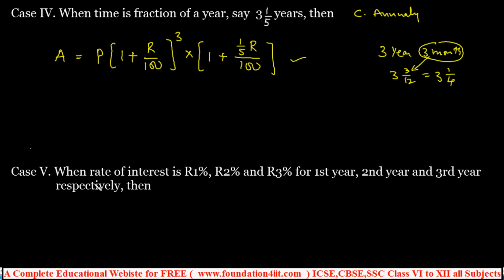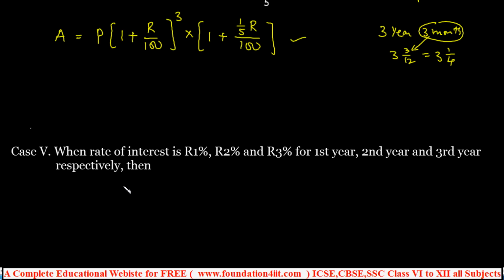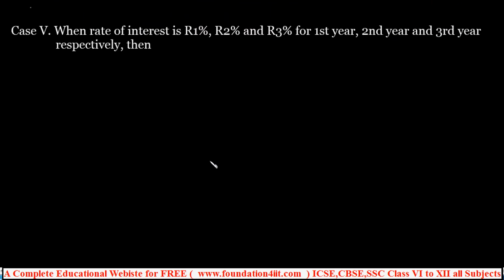Right? This is the case. And one more type, when the rate of interest is separate for the first year, second year, third year, if different rates of interest are given. For example, for 3 years we deposit an amount. First year rate of interest is R1. Second year rate of interest is changing every year.